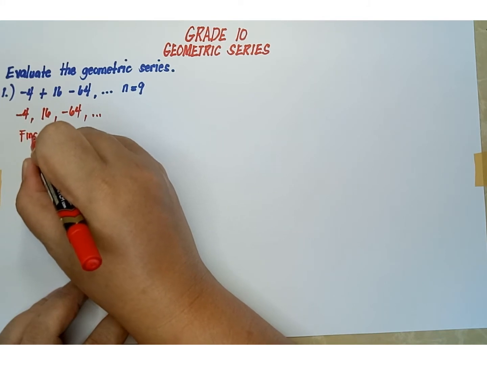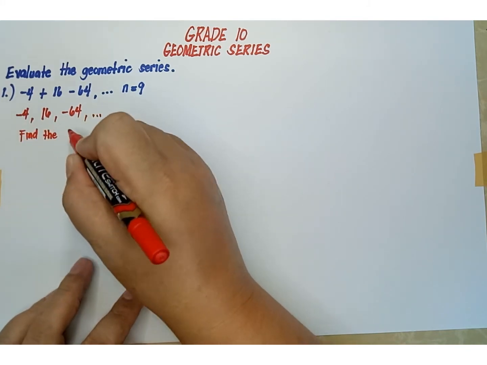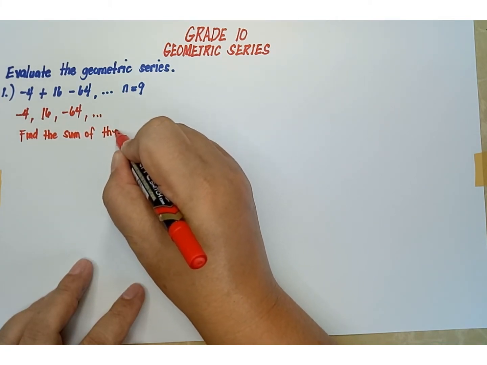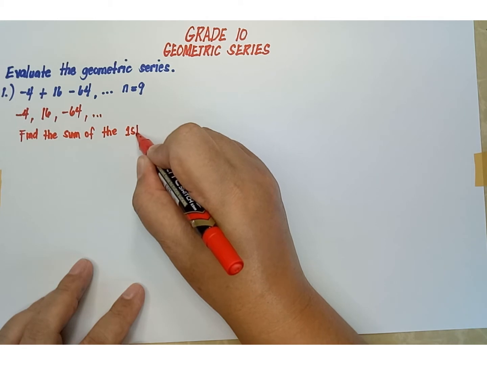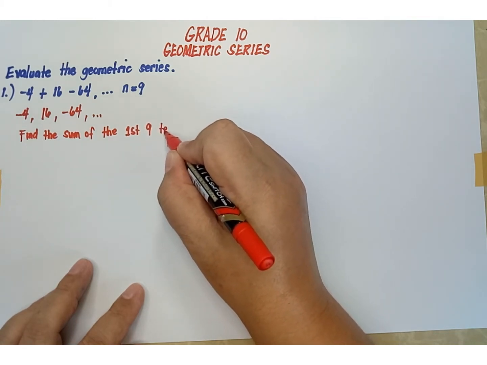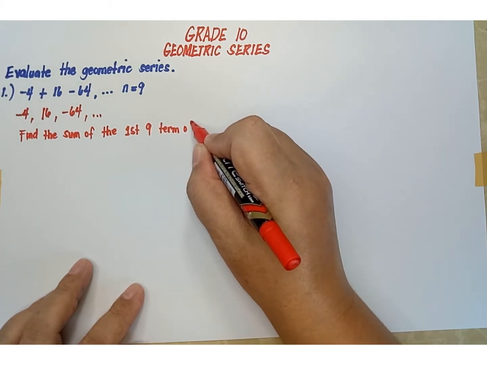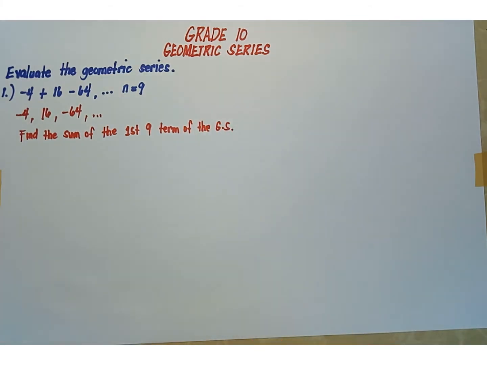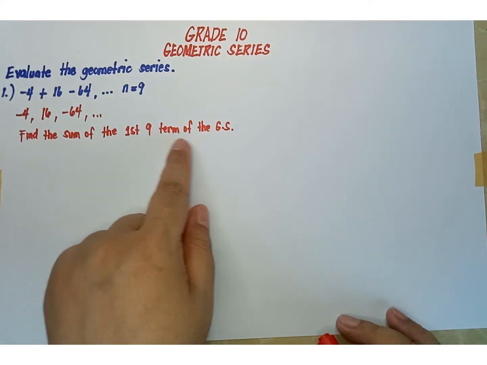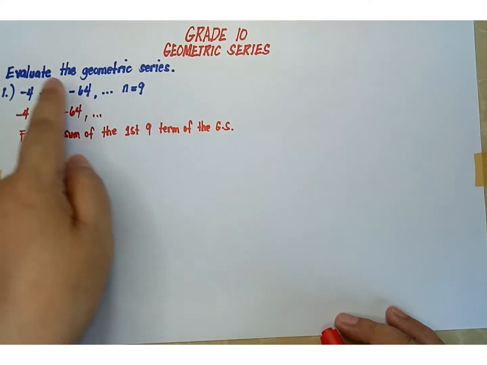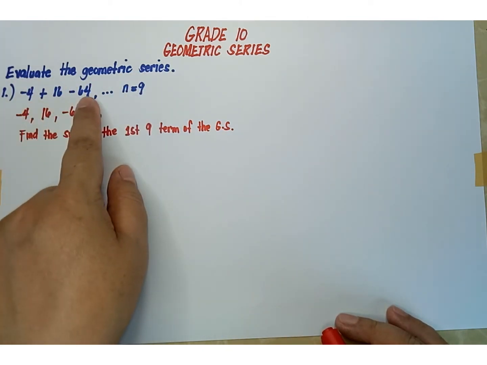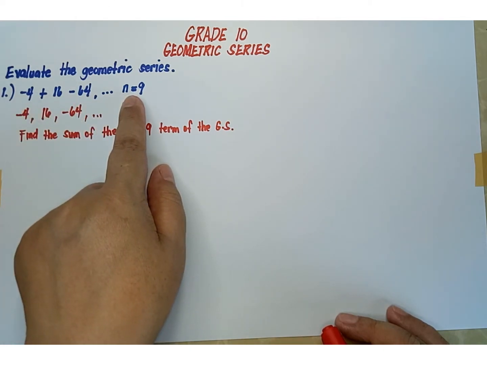Para niyang sinasabi na find the sum of the first 9 terms of the geometric sequence. So itong instruction na ito, ang katumbas ng instruction na evaluate the geometric series. This is the given, and when n is equal to 9.